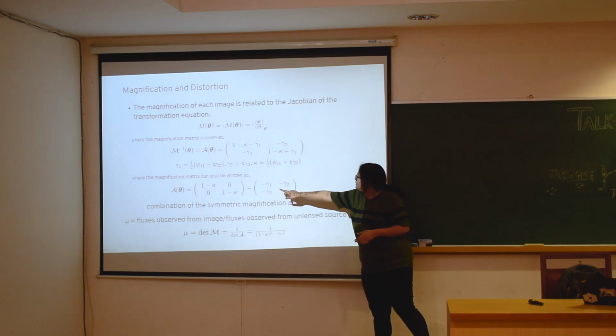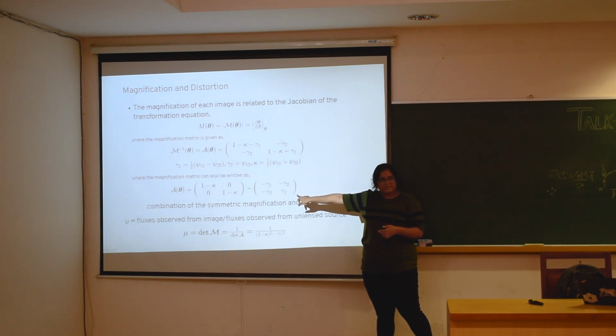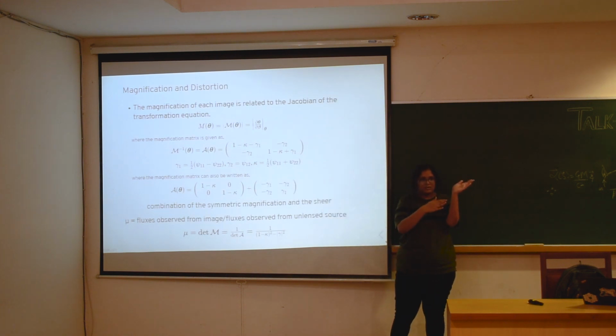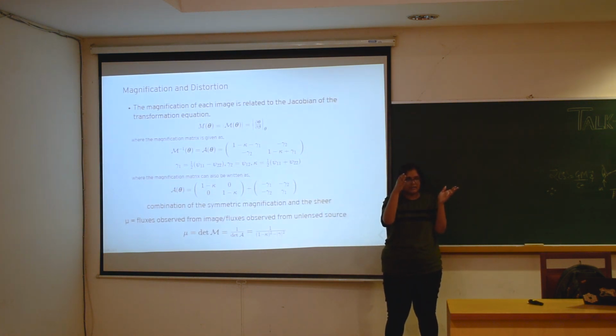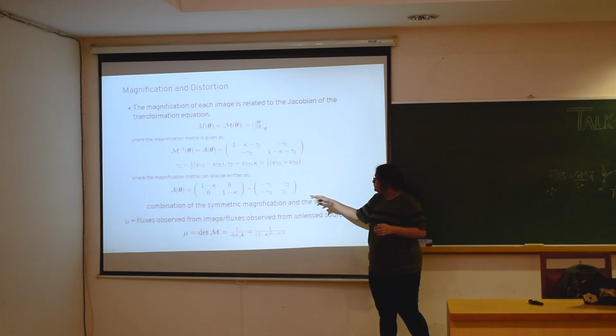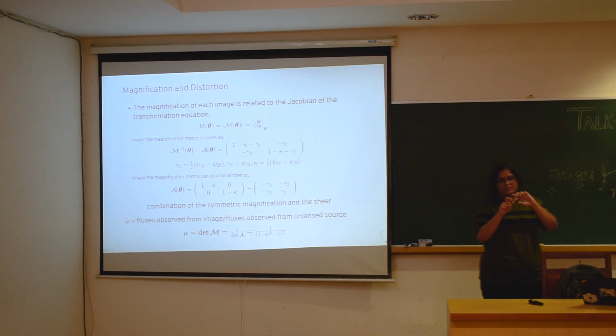You can clearly see that you can separate this magnification matrix into two matrices, one of which is just diagonal and the other has off-diagonal elements. Now the first matrix, which has just diagonal elements, will give symmetric distortion. If you have a source which is a perfect sphere, projected at us as a circle, we will see it as a circle, but its size will increase.